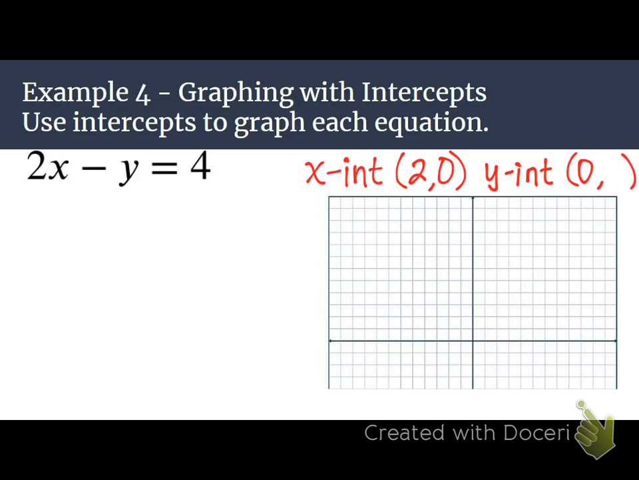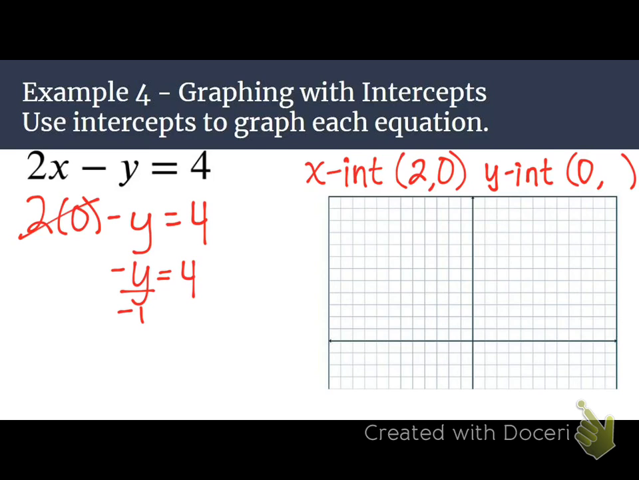Next, we have to find our y-intercept. So this time we're plugging 0 in for x. 2 times 0 is 0. So what are we left with? Negative y equals 4, but I don't want a negative y. So you divide by a negative 1. Y equals negative 4.